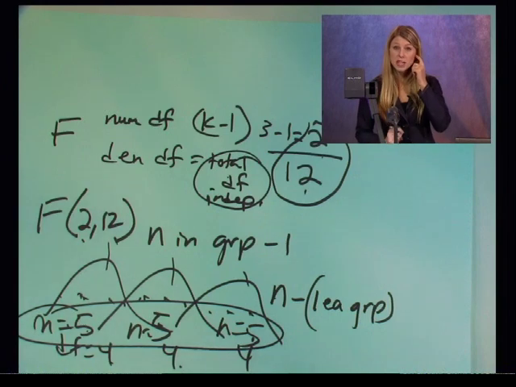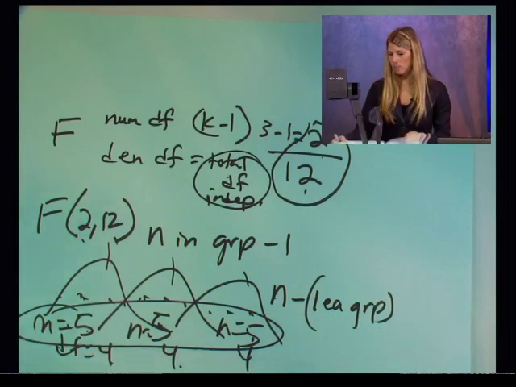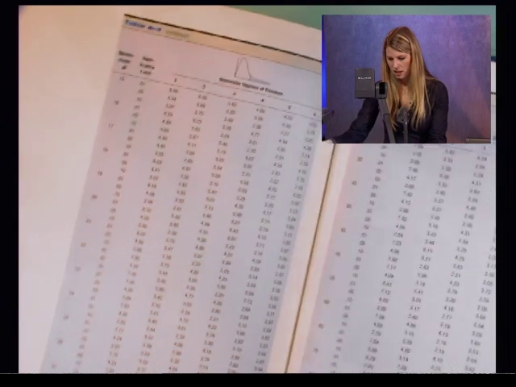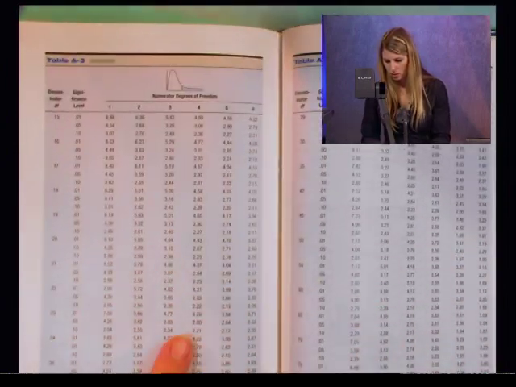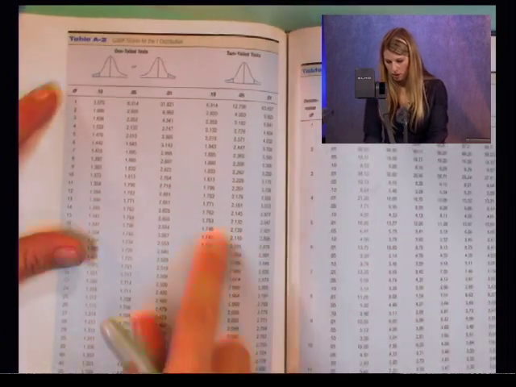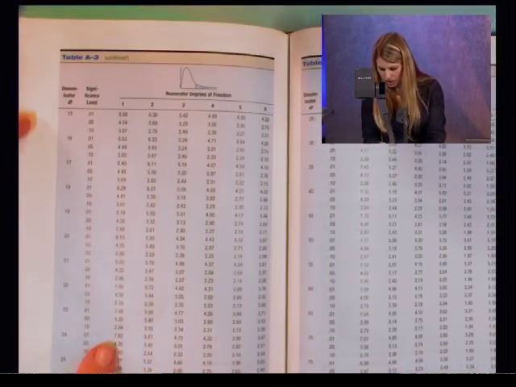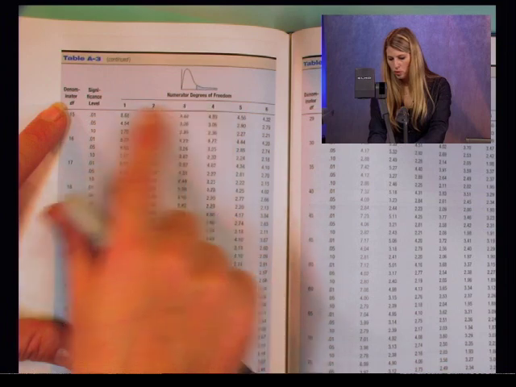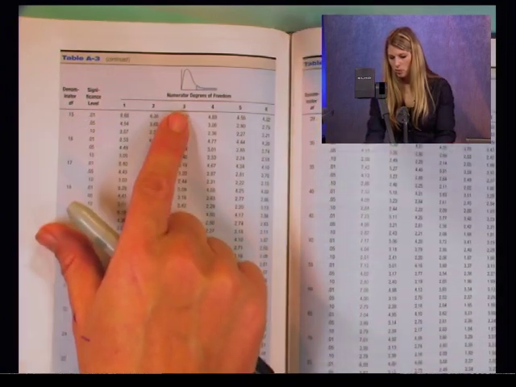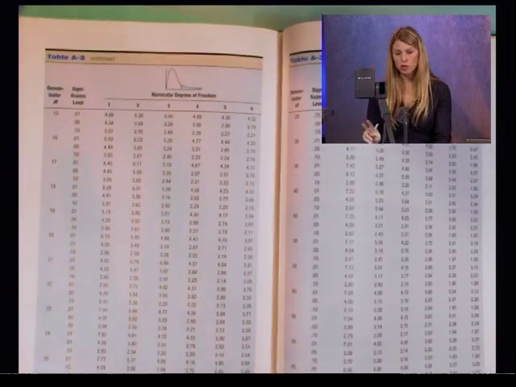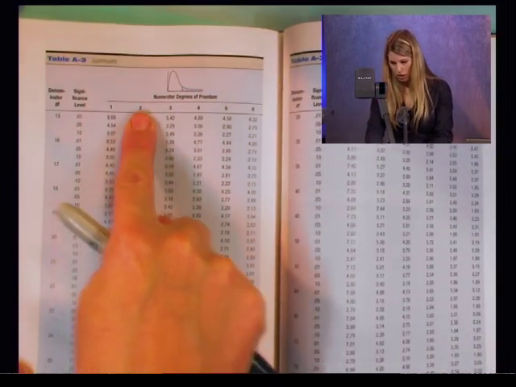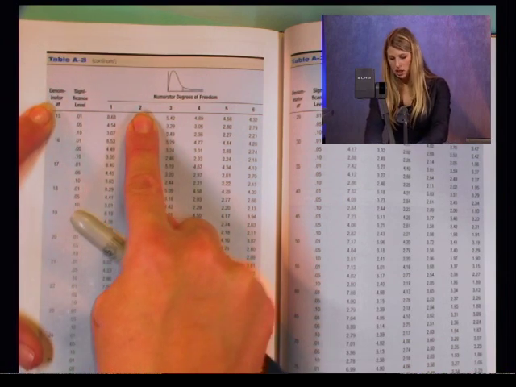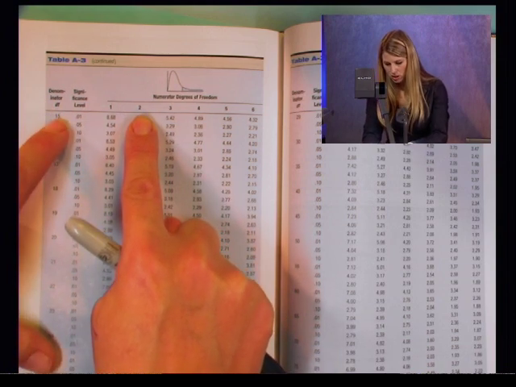Now let's take a look at the F table in your book. You may not be able to see this on here, but when you are looking up critical cutoff values in your F table, here's our t table, and here's our F table, with a different distribution. You first look for your numerator degrees of freedom up at the top. Our numerator degrees of freedom was 2, since we were comparing 3 groups, so you go over 1, 2. Then you look down this column for your denominator degrees of freedom. Ours was 12, and 15 is the closest, so that's what you would stick with.